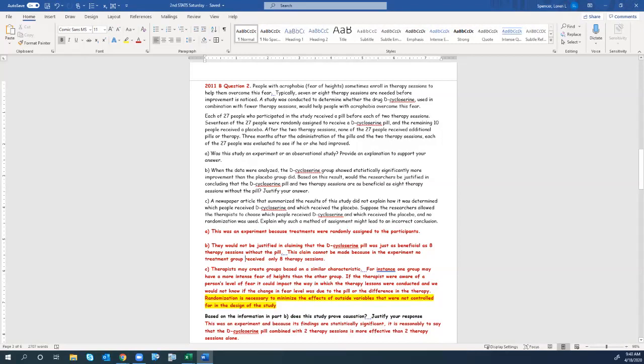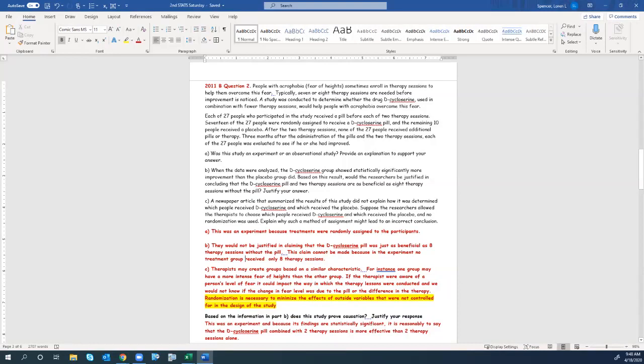So they may create groups based on similar characteristics. For instance, one group may have more intense fear of heights than another. If the therapists were aware of the person's level of fear, it could impact the way in which the therapy lessons were conducted, and we would not know if the change in fear level was due to the pill or the difference in the way the therapy was conducted.